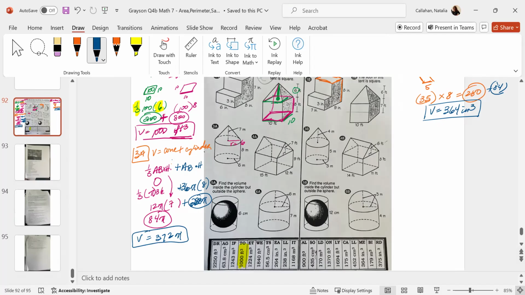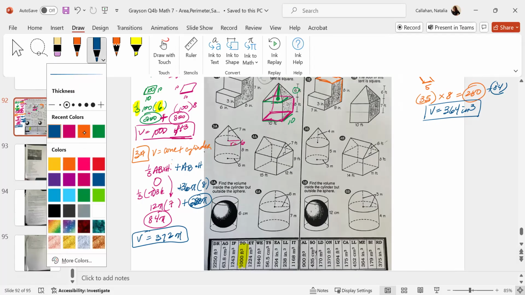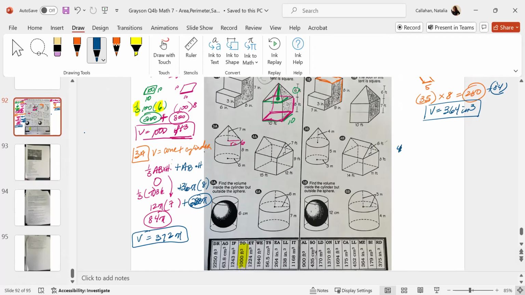Does that make sense? Okay, I'm going to go over 4B with you and then we're done. Then you do the rest on your own tomorrow. Did you find the answers there? 372. Why doesn't it have it?